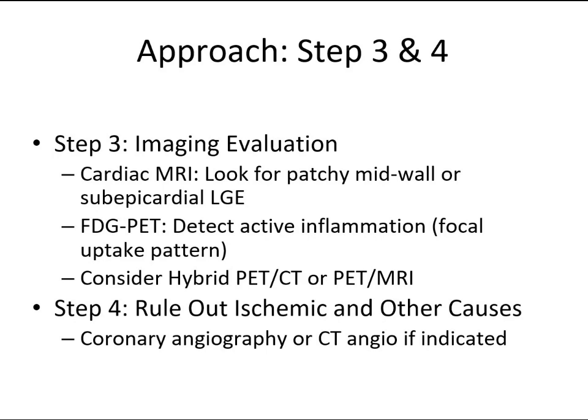Now it's time for imaging. Cardiac MRI looks for late gadolinium enhancement, especially in a patchy subepicardial pattern. FDG PET spots inflammation. We're looking for focal uptake. Some centers even use hybrid PET MRI or PET CT for more precision. And finally, rule out ischemic causes. Use coronary angiography or CT angiogram if needed.